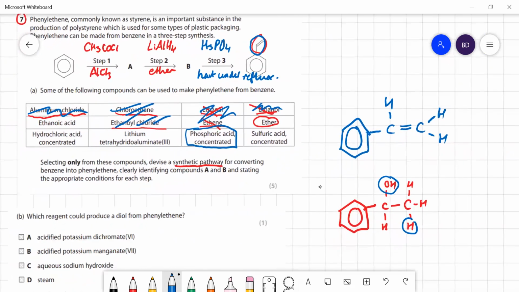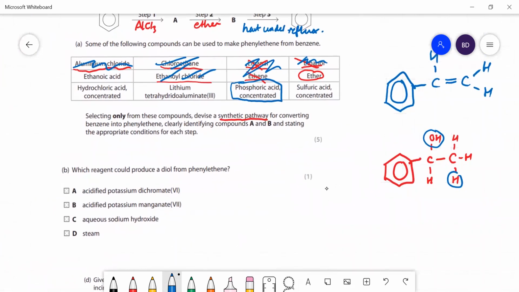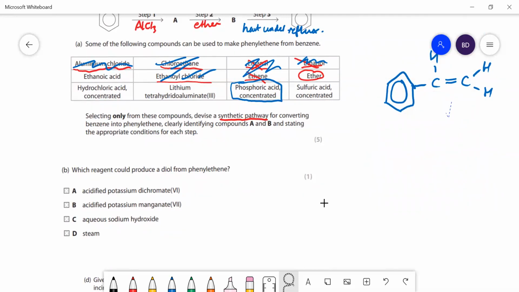Let's move on to the next question. Okay, which reagent could produce a diol from phenylethene? Okay, so we've got to think, we've somehow got to stick 2 OHs on that.